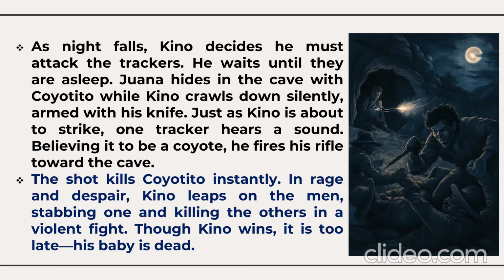In rage and despair, Kino leaps on the man, stabbing one by one, and he starts killing each and every person. There's a violent fight among these four people. Though Kino wins, it's too late. His young baby, Coyotito, is dead, killed by the shot here.